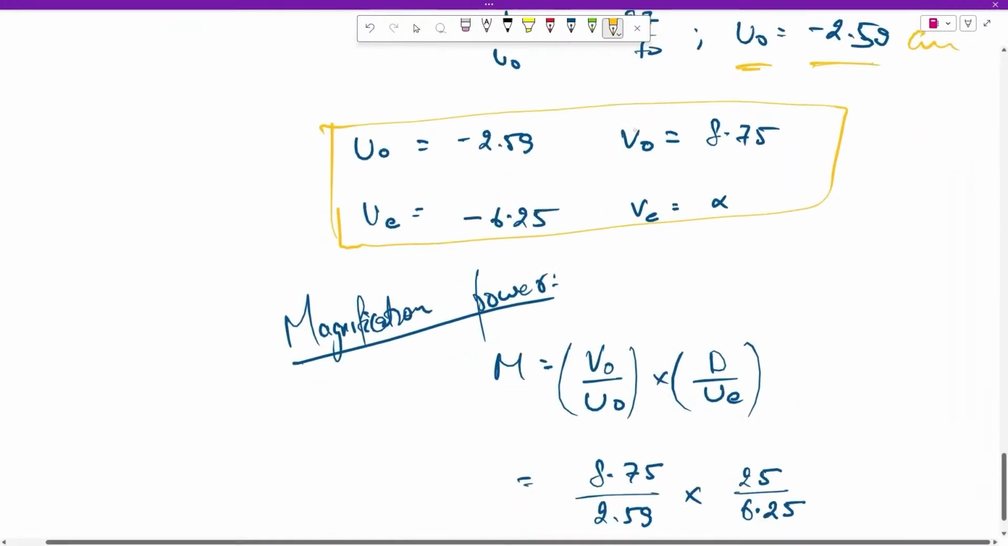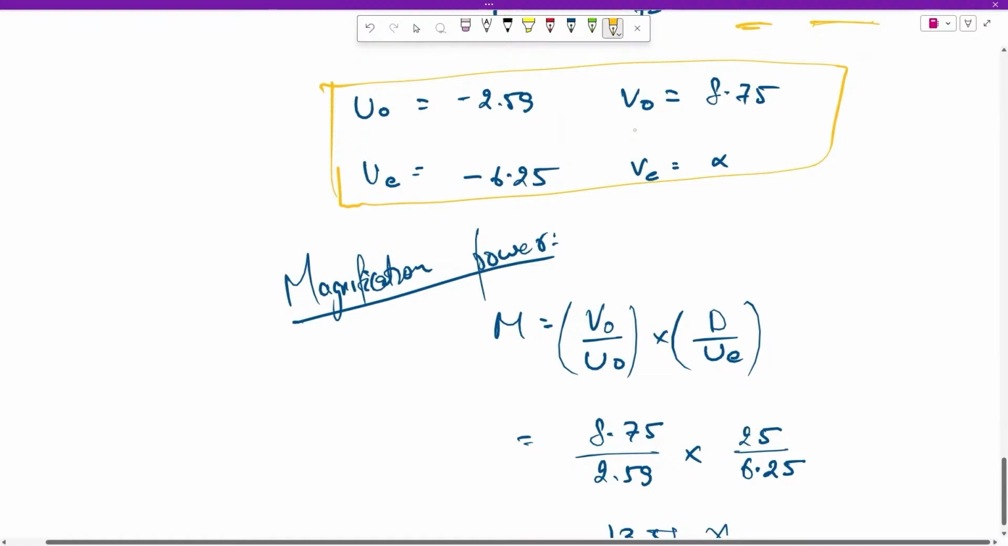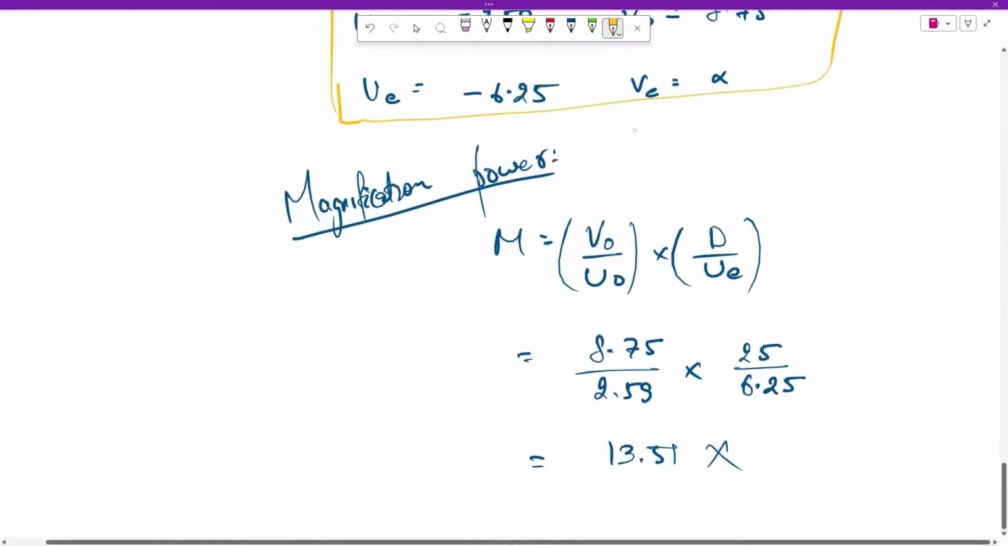Now we have got the data for the second case as well, that is, when the image is forming at infinity. Using the same formula for magnification, VO by UO into D by UE, we will get a magnification of 13.51x. That is, the magnifying power is less when the image is forming at infinity as compared to when the image is forming at the least distance of distinct vision, that is 25 centimeter. I hope you understood this question.